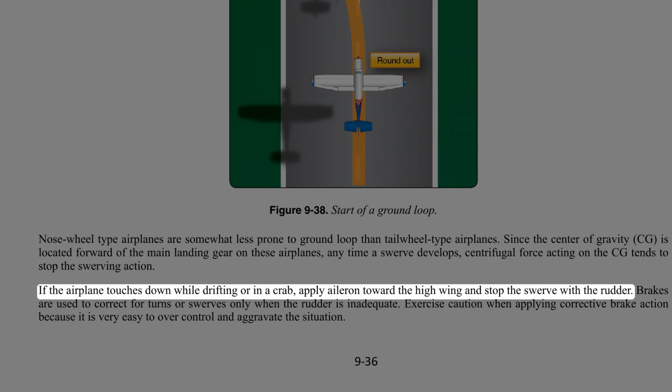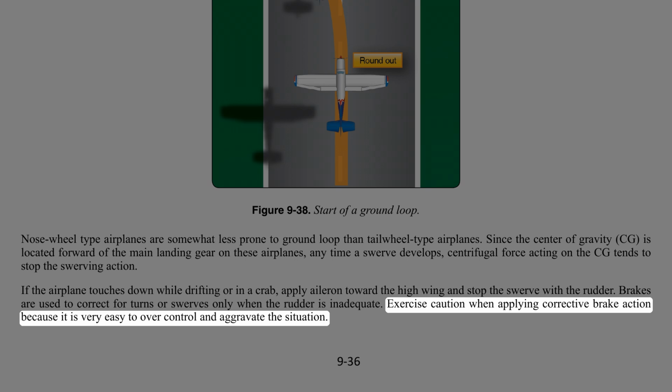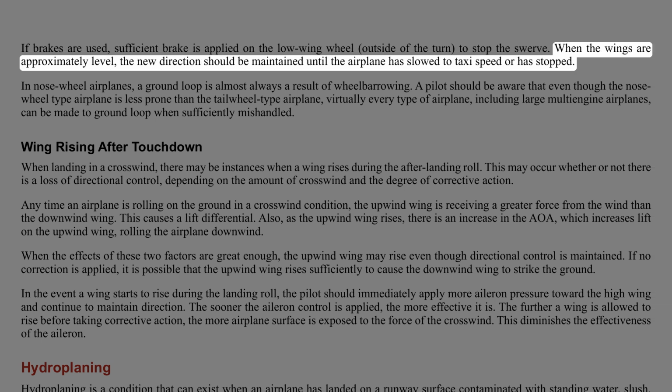If the airplane touches down while drifting or in a crab, apply aileron toward the high wing and stop the swerve with the rudder. Brakes are used to correct for turns or swerves only when the rudder is inadequate. Exercise caution when applying corrective brake action because it is very easy to over-control and aggravate the situation. If brakes are used, sufficient brake is applied on the low wing wheel, outside of the turn, to stop the swerve. When the wings are approximately level, the new direction should be maintained until the airplane has slowed to taxi speed or has stopped.